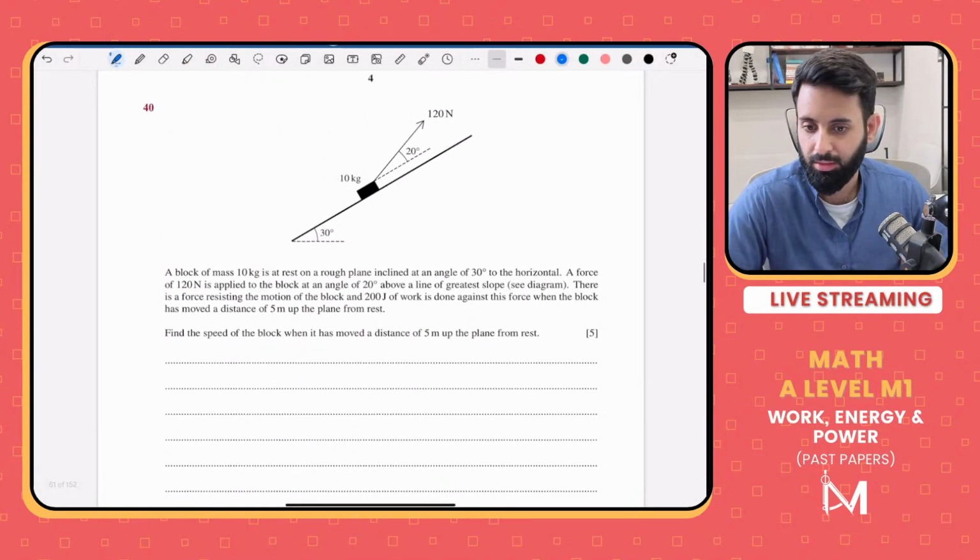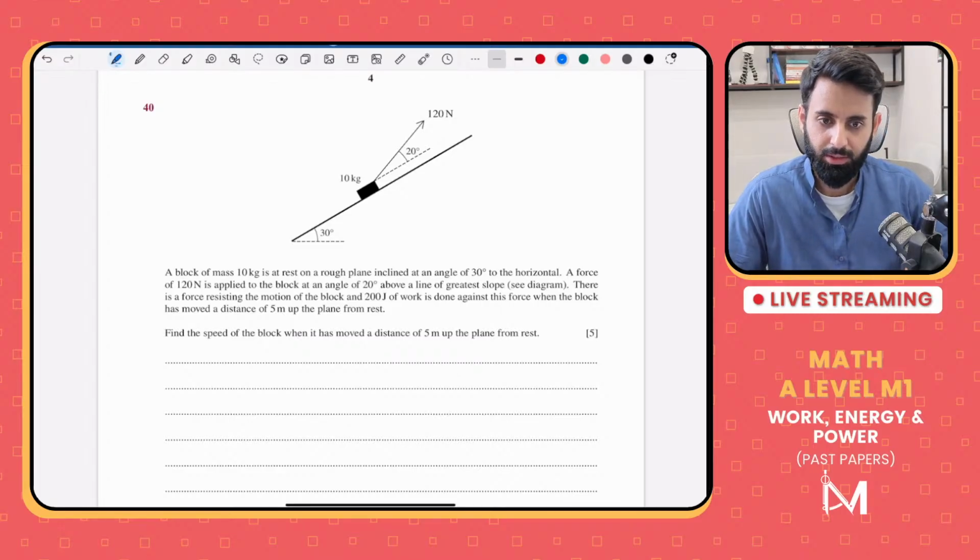Question number 40. So in M1, last questions are horror. Yeah, last questions are usually work energy power, so those are kind of scary. Yes, Fatma, we're doing those questions now. Okay, it's just that I want to gradually increase the difficulty level, not straight up take you to a difficult question.